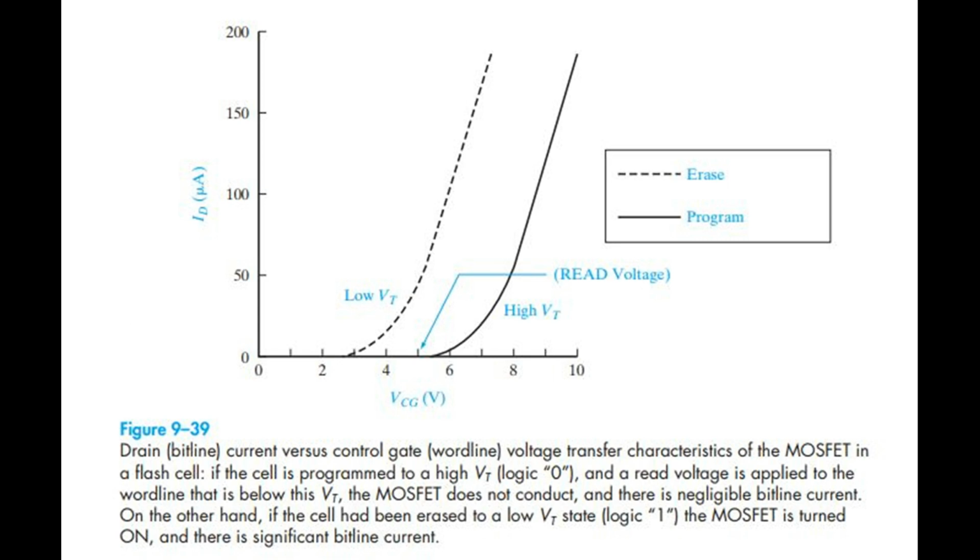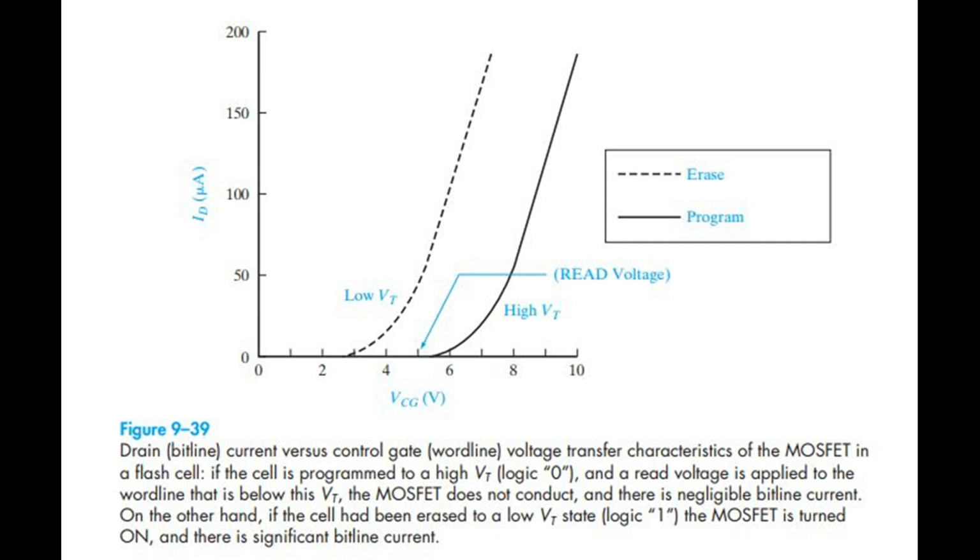Figure 939: Drain, bit line, current versus control gate, word line, voltage transfer characteristics of the MOSFET in a flash cell. If the cell is programmed to a high threshold voltage, logic 0, and a read voltage is applied to the word line that is below this threshold voltage, the MOSFET does not conduct, and there is negligible bit line current.